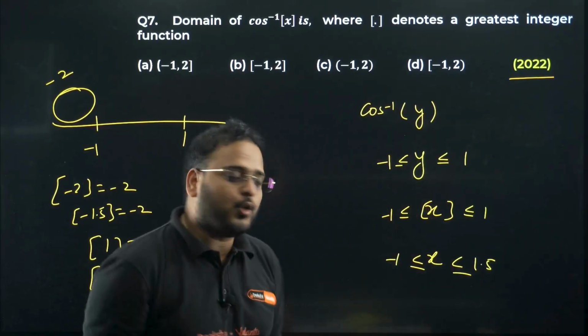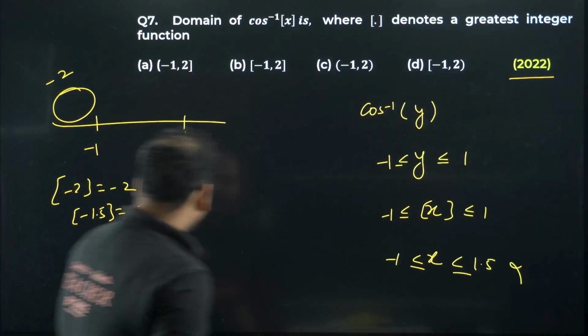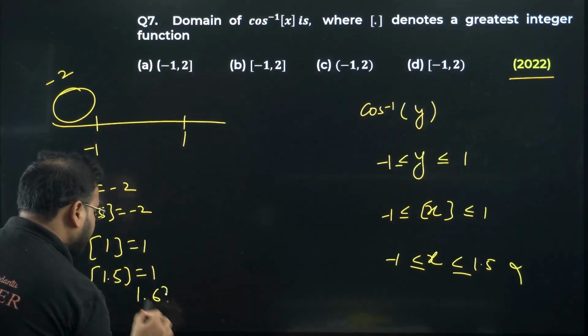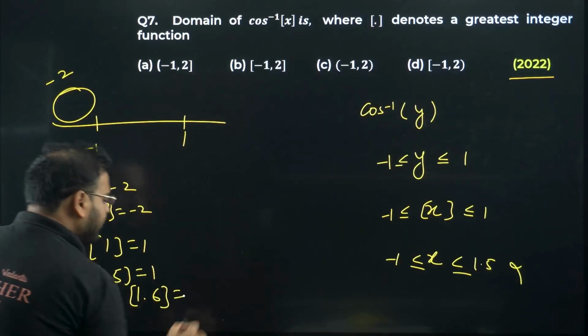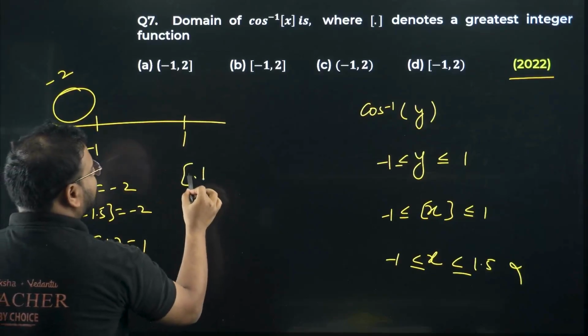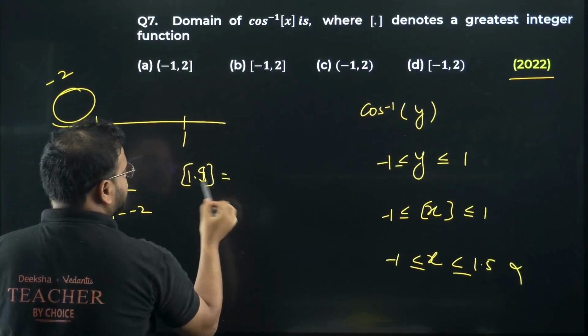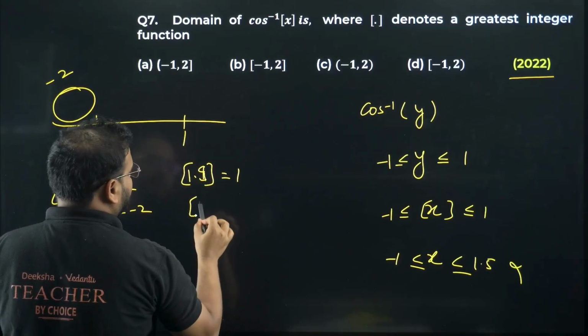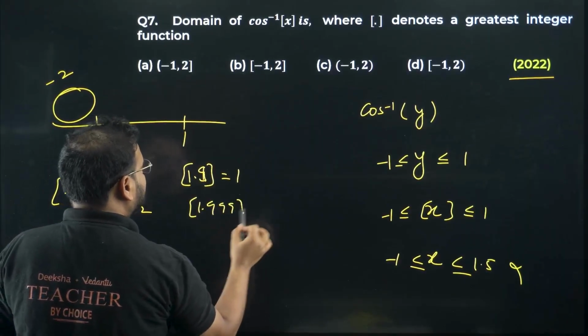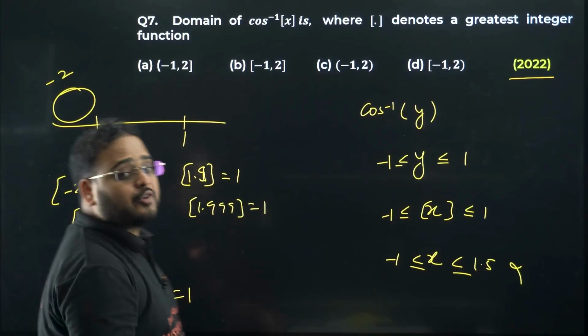Should I do that? No. Because I can write 1.6 also, right? Again the answer will be 1. I can write 1.9 also. The answer is again 1. I can write 1.999, again the answer is 1. So what should I write over here?